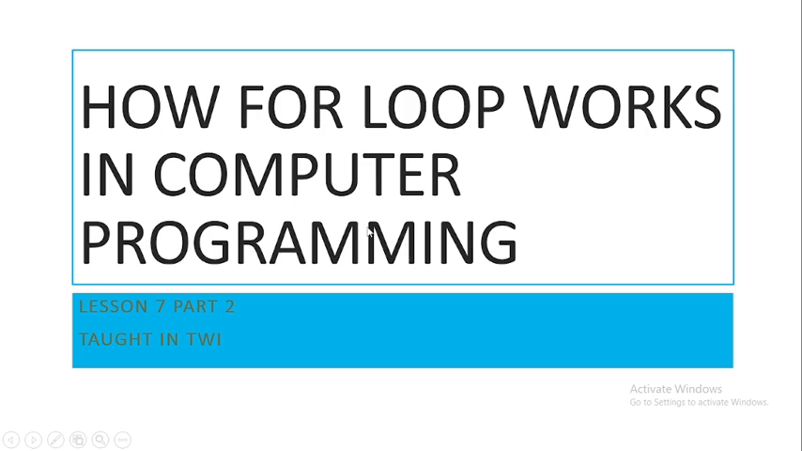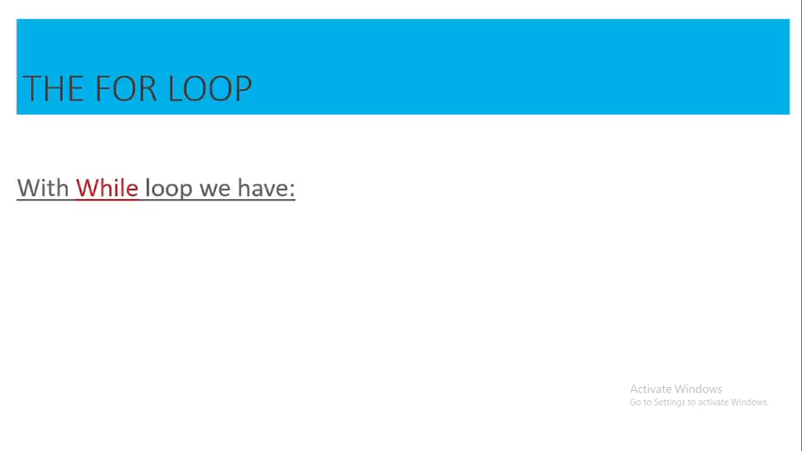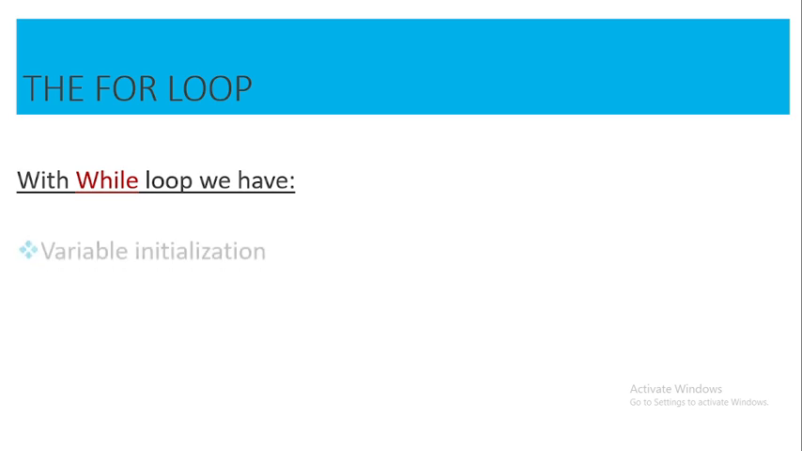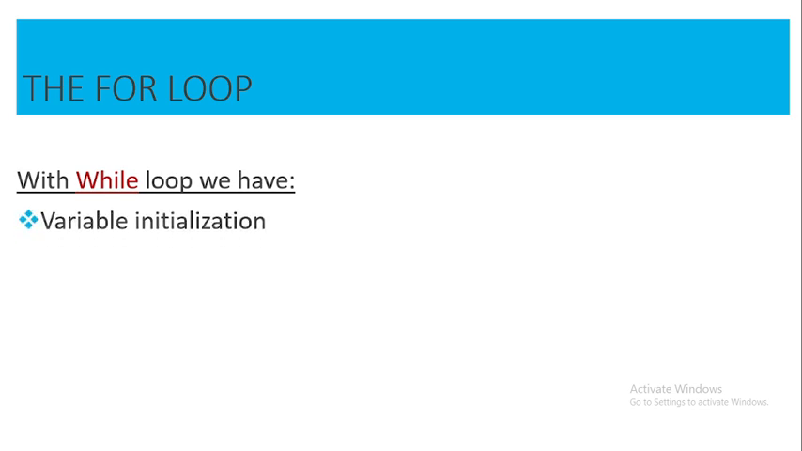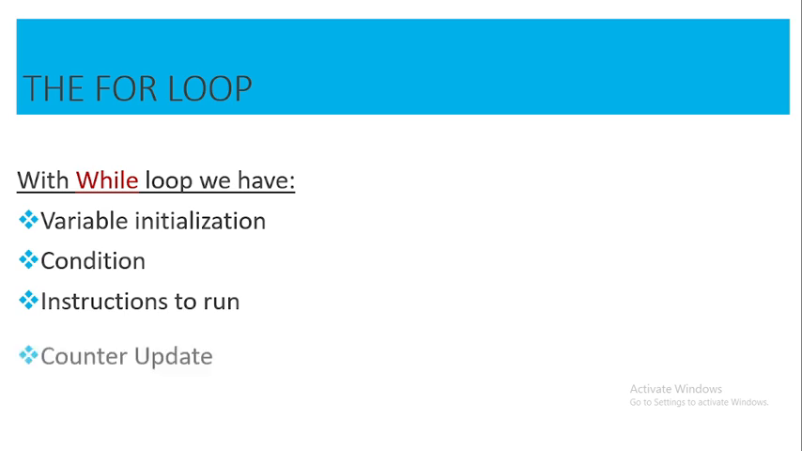First, we use loops in computer programming. In the while loop, you see variable initialization, you also use a condition, you use instructions to run, and you also have a counter update. We use these four terms to construct the while loop.